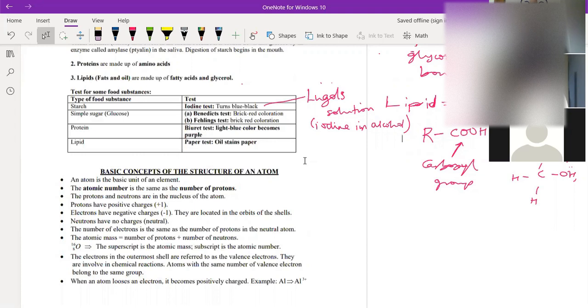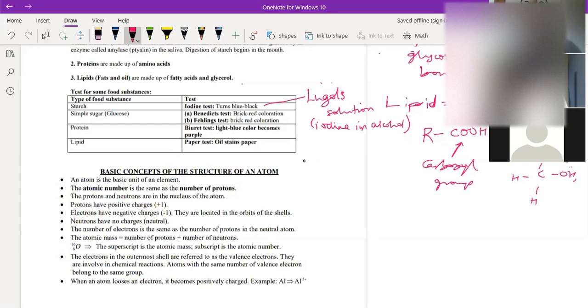And then for proteins, you do what we call the Biuret test. In the Biuret test, you have a light blue color that changes to purple. So you add the Biuret reagent to the protein, initially it's light blue. It turns purple, then you know you're dealing with protein. And then lipid, you can do a quick test, like lipid can stain paper. Even if it's dry, it still stains it. So it can be a quick test for lipid.